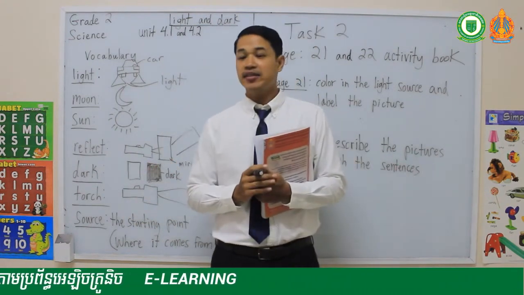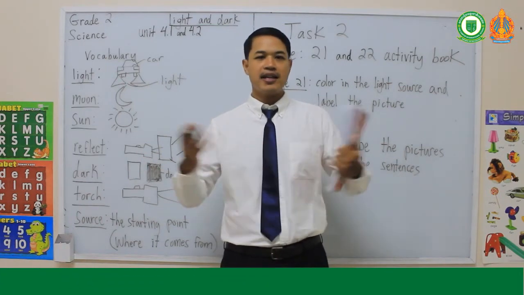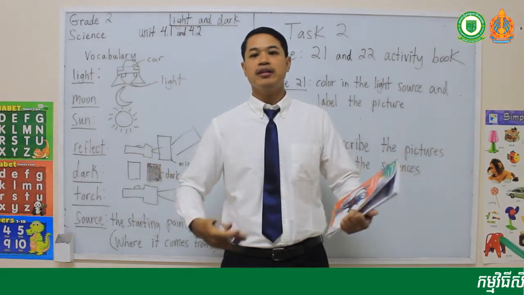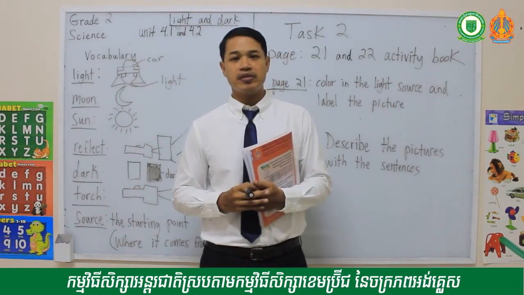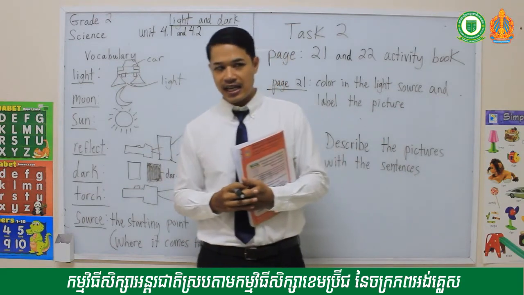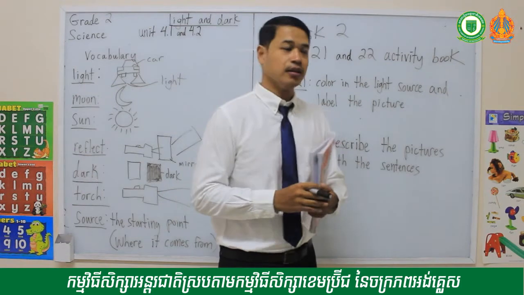Remember, this lesson is about light and dark. So, a real quick touch up: light is what helps us see. Light is bright, like this video right now, this room is bright because it has light. If we shut the light off, it is dark.